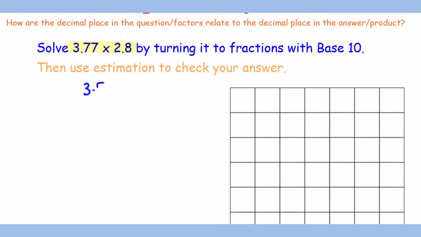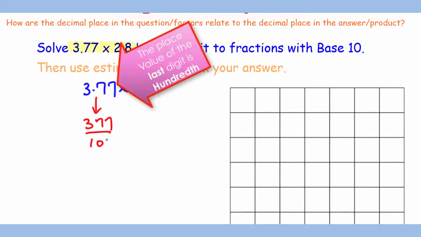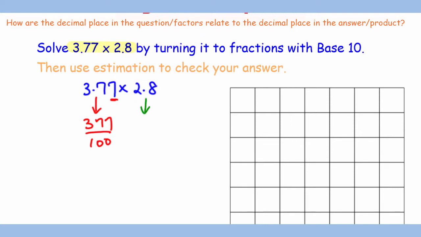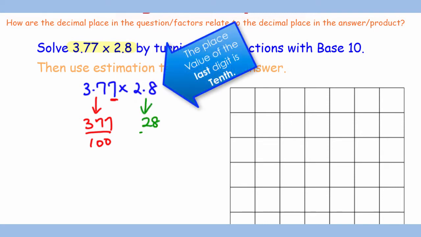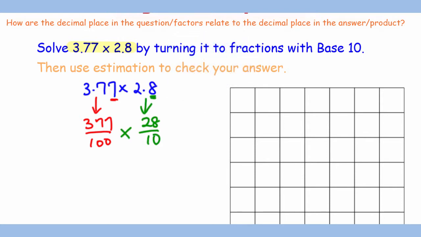So 3.77 times 2.8 can be turned into 377 hundredths because of the last place value of the 7. And 2.8 can be turned into 28 tenths, again because of the last place value we have right here. So you do numerator with numerator, denominator with denominator, which should bring you 10,556 in the numerator. And in the denominator, you will get 1,000.